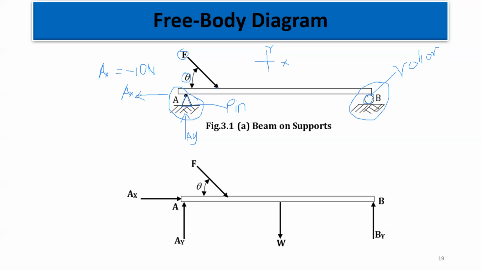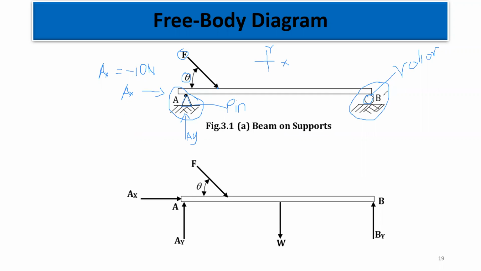Then we'll say that the direction we chose initially was wrong, so we have to change the direction. Instead of pointing it to the left, we change the direction so that it points towards the right. And vice versa. If A_y here is negative, then instead of pointing it upwards, we point it downwards. So those are the reaction forces at the pin support.